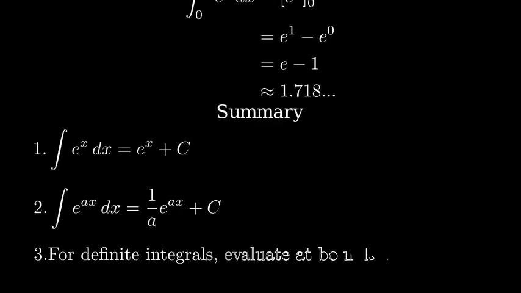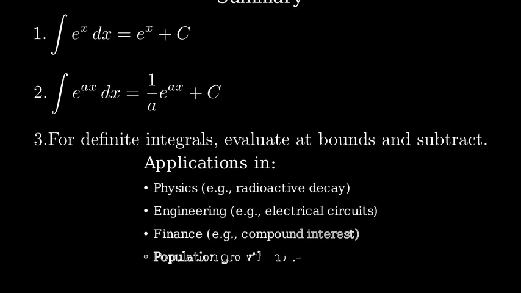1. The integral of e to the power of x is itself plus a constant, e to the power of x plus c. 2. For e to the power of ax, the integral is 1 over a times e to the power of ax plus c. 3. For definite integrals, we evaluate the antiderivative at the bounds and subtract. Remember these formulas, as they're fundamental in calculus and have many applications in physics, engineering, finance, and other fields.